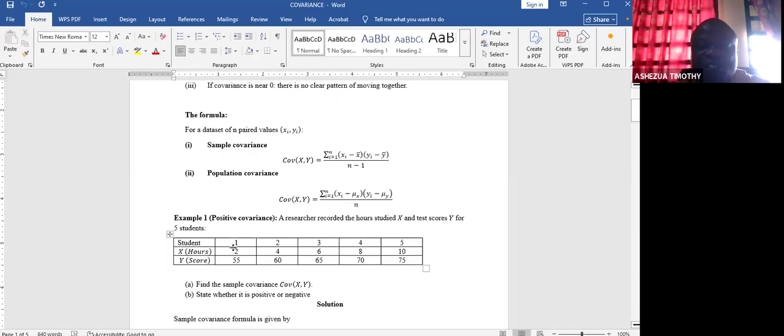The student that put in 2 hours in his studies got 55%. The student that put in 4 hours got 60%. The student that put in 6 hours got 65%. The student that put in 8 hours has 70%. That's an A. And the student that put in 10 hours has 75%.